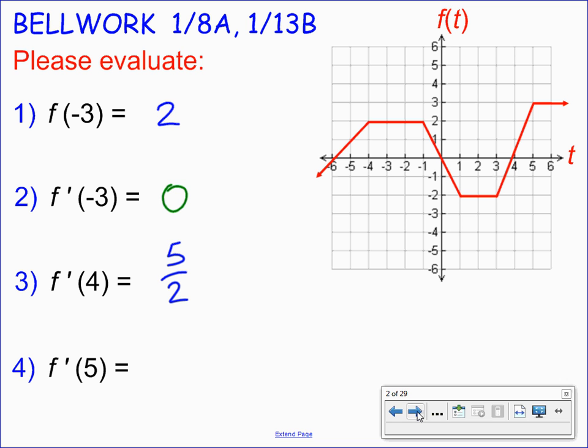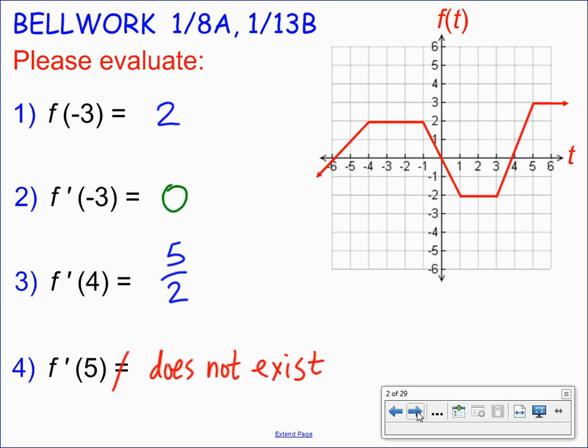And lastly, f prime of 5. So what did you get for f prime of 5? Katie? I said undefined. Undefined does not exist, doesn't equal anything, so does not exist. And who agrees with Katie? Good. So why didn't f prime of 5 exist, Katie? Because there were 2 different slopes. Because it was like a cusp.